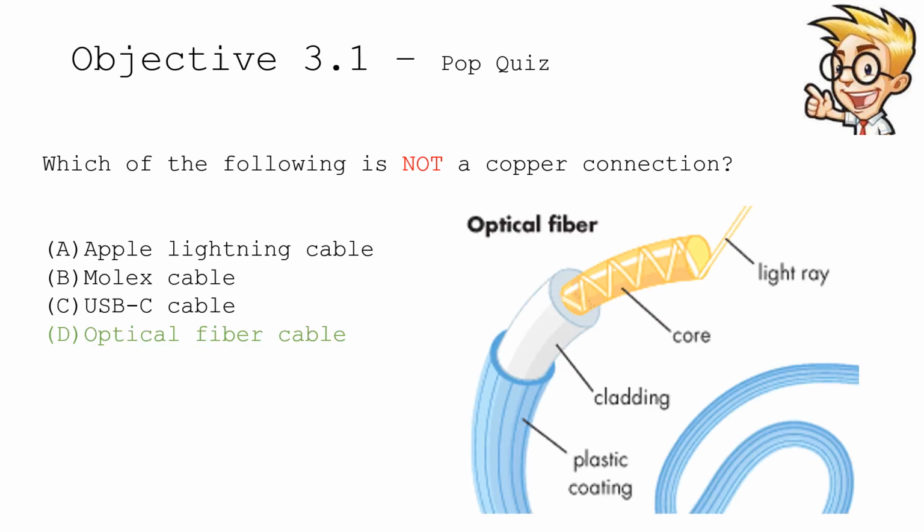And the answer is optical fiber. There's absolutely no copper in here. We just have cladding that bounces around with a ray of light.